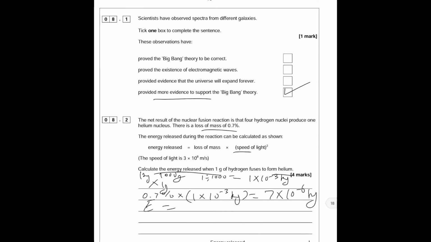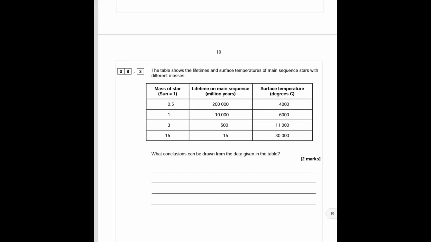Now we have a formula: energy released is equal to loss of mass times the speed of light squared. So the loss of mass here is 7 times 10 raised to the power minus 6 multiplied by the speed of light, which is given to us as 3 times 10 raised to the power 8, all squared. Put both these values in brackets in the calculator, because it's easier to do that. You should get about 6.3 times 10 raised to the power 11 joules. Just leave it as it is, in standard form.